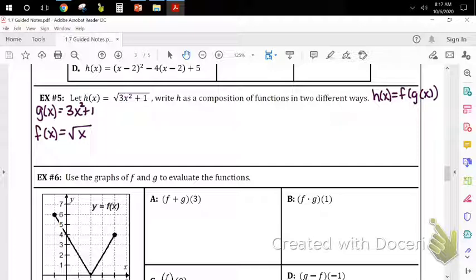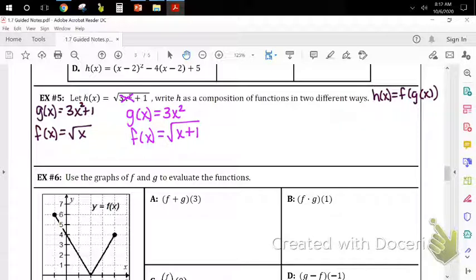All right, but is that the only answer? No, it's not. What if I said, well, I think I want my inside here to just be the 3x squared. So we could do that. So we're going to put 3x squared. Remember, x it out. And then the outside is what is left. Well, now we have the square root of that x, and we still have that plus 1.